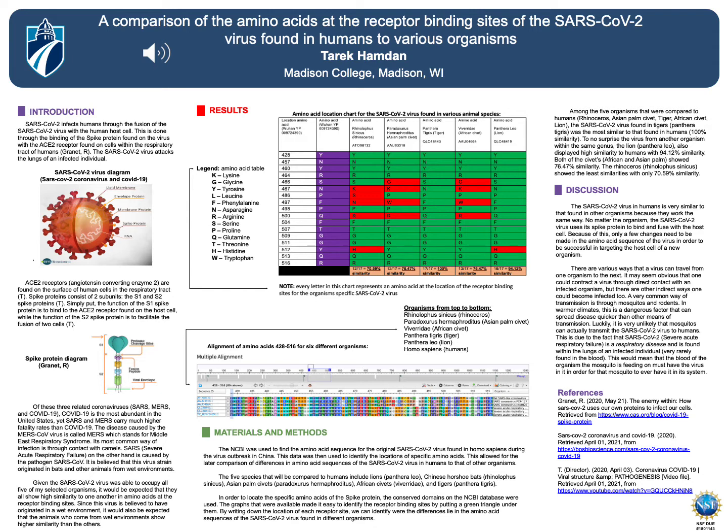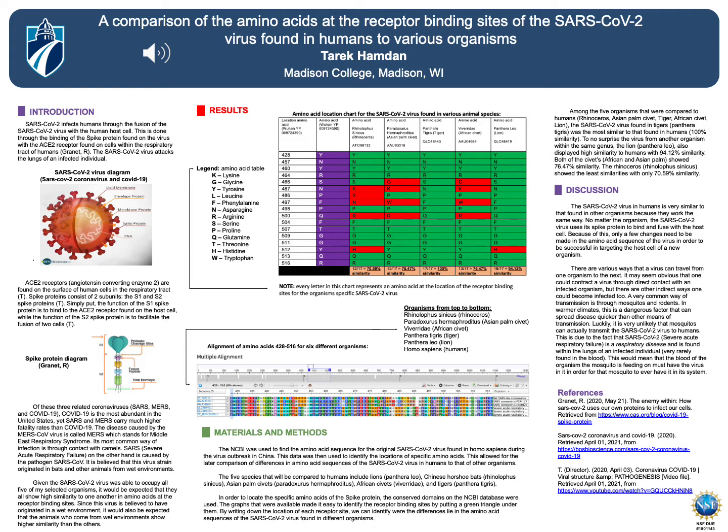Given that the SARS-CoV-2 virus was able to occupy all 5 of my selected organisms, it was expected that they would all show high similarity to one another in amino acid sequences. Also, since the virus is believed to have come from a wet environment, it was also expected that there would be high similarity between the virus found in humans with organisms from relatively wet environments.